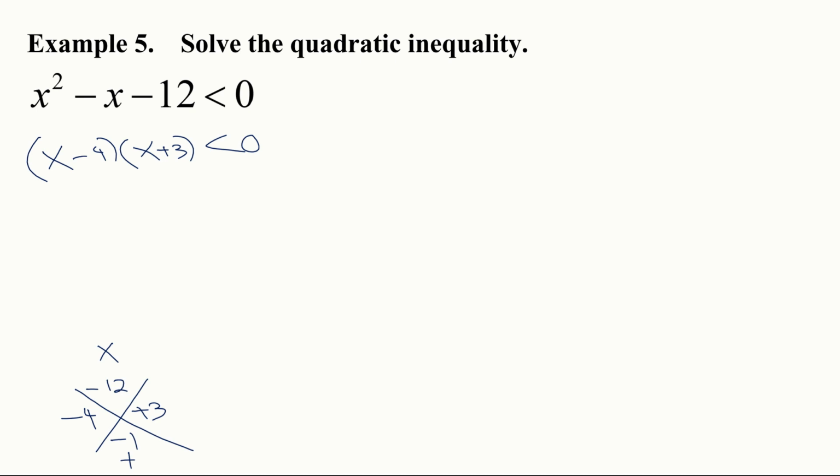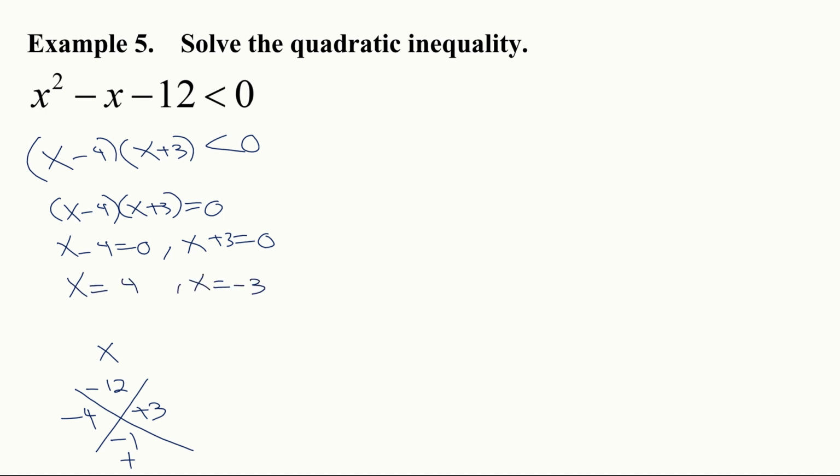Basically what we're going to find are the zeros of this particular product. We're going to solve a related equation, which is this equation. That gives us x minus 4 equals 0 and x plus 3 equals 0. So either x equals 4 or x equals negative 3.